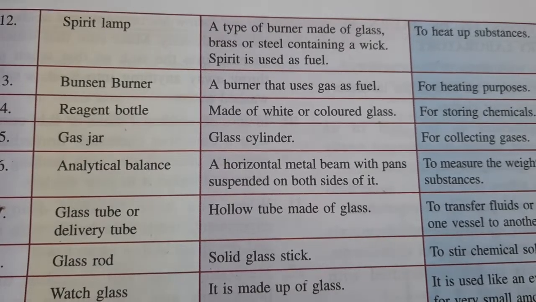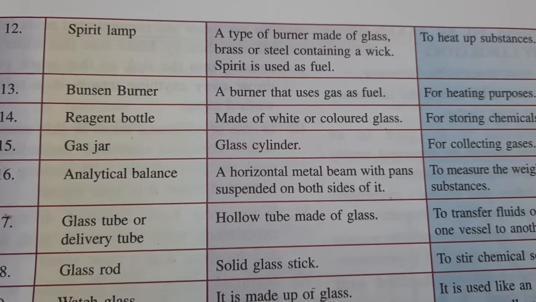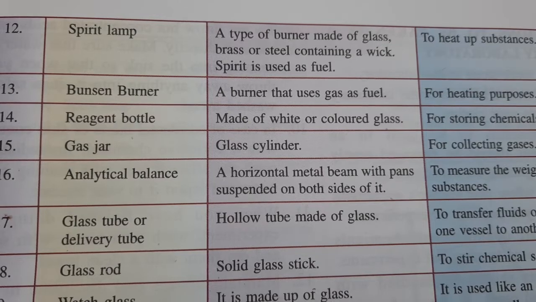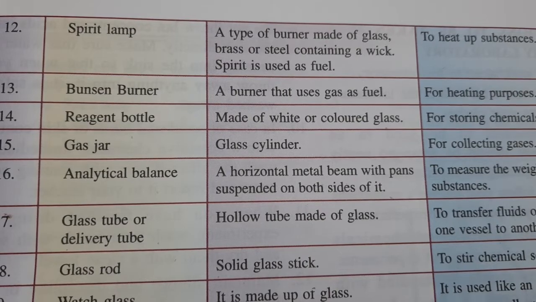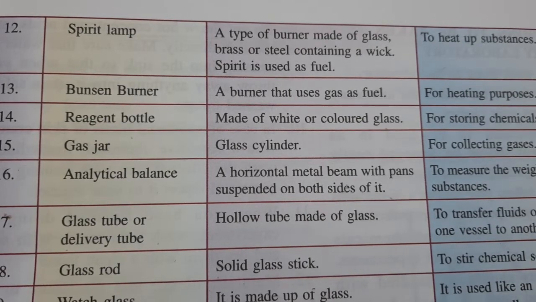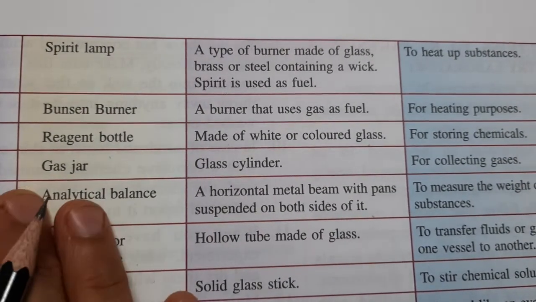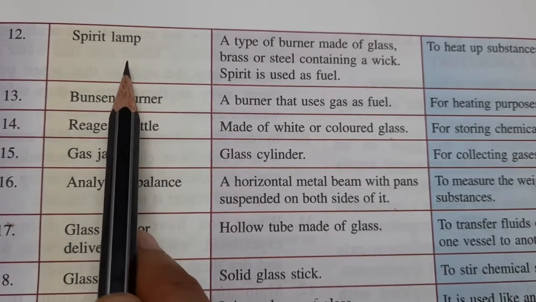Now we begin our next topic, the remaining topic on page number 15. Open page number 15 in your textbook. We are doing the apparatus from this page. We are learning about the apparatus and what the uses are of the apparatus used in a chemistry lab. Now the next one, number 12, the spirit lamp.